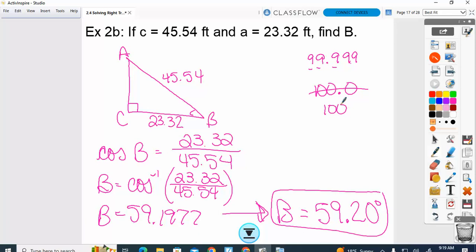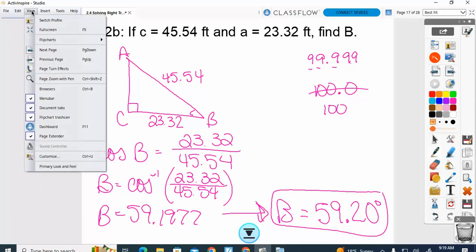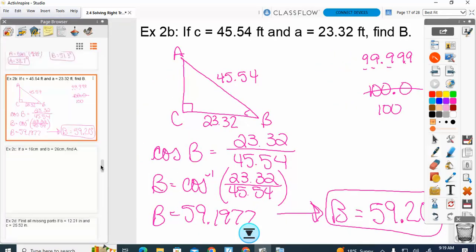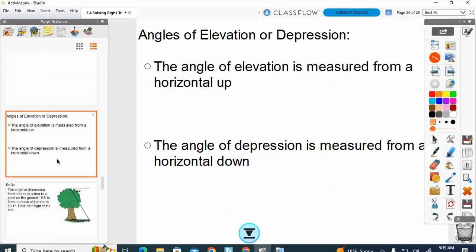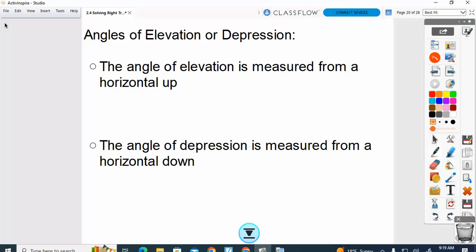Let's talk about angles of elevation and depression. So the key to these, they start from a horizontal line. So an angle of elevation starts from a horizontal line and goes up. Angle of depression starts from a horizontal line and goes down.